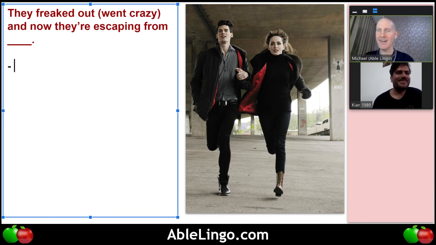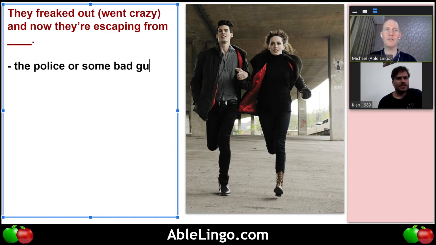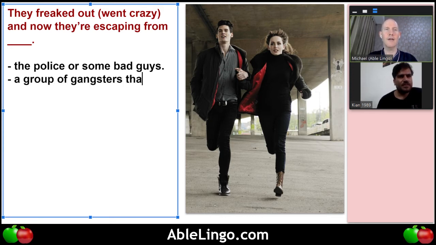Or freaked out. Okay, so in the comments they say, now they're escaping from... Dogukan Eren says the police. And he also says the bad guys, the police or some bad guys, right? Maybe other criminals. UQ Kawhi says they're escaping from the gangster club. Ooh, they're escaping from maybe a group of gangsters that wants to capture, interrogate, and torture them.